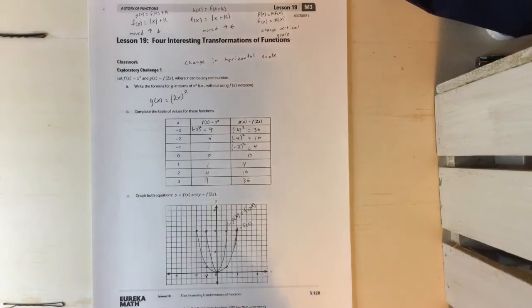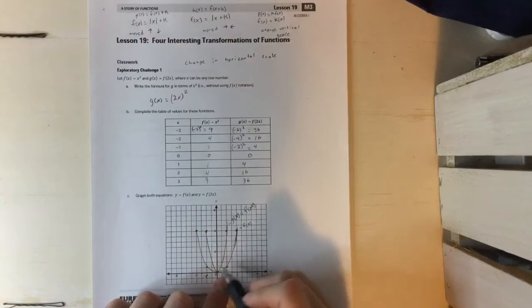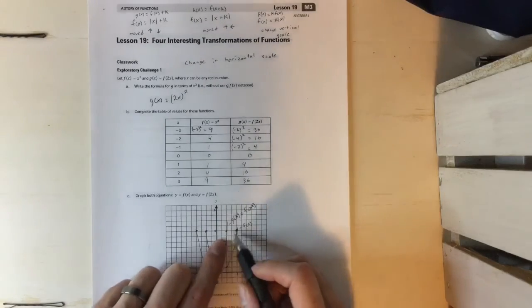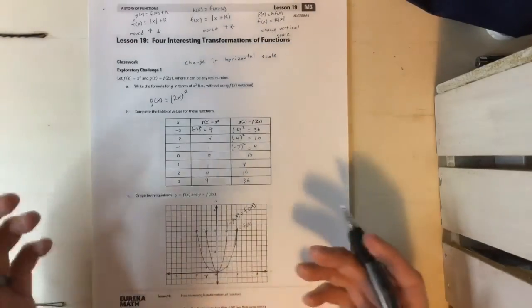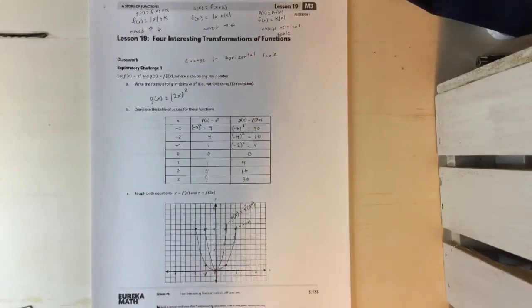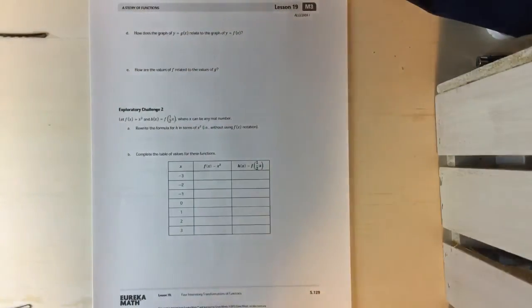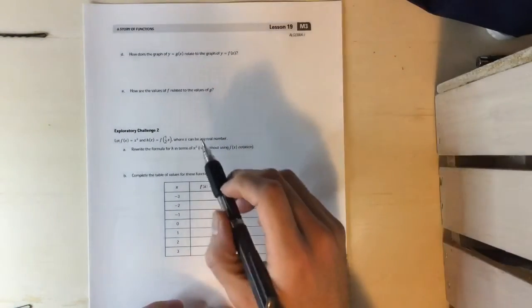Okay, so this is how our vertical or our horizontal scaling works. If you see, we actually have the same number, y, it's just now we've changed our scale. All right, so we just finished graphing that. We're going to go into the questions before, and we'll come back and talk about that a little bit more. So how does the graph of y equals g of x relate to the graph of y equals f of x?